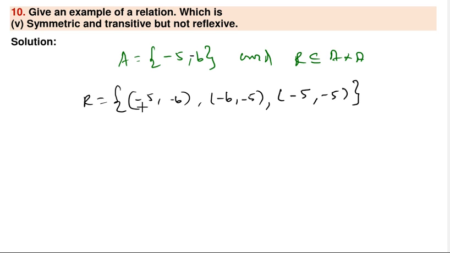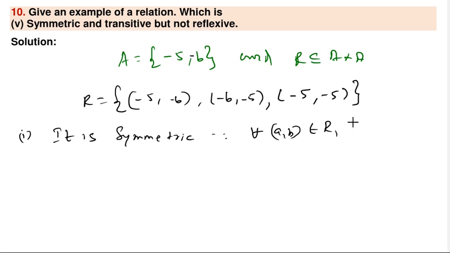And it is symmetric. Minus 5 comma minus 6 means the reverse relation minus 6 comma minus 5, and minus 5 minus 5 has the reverse relation minus 5 minus 5. So what is the conclusion? It is symmetric because for all A, B belongs to R, B, A also belongs to R. Is it not?